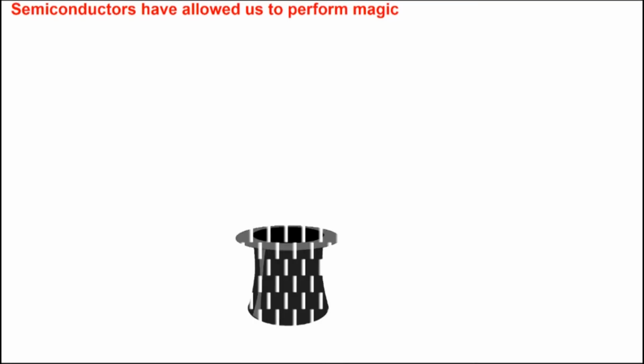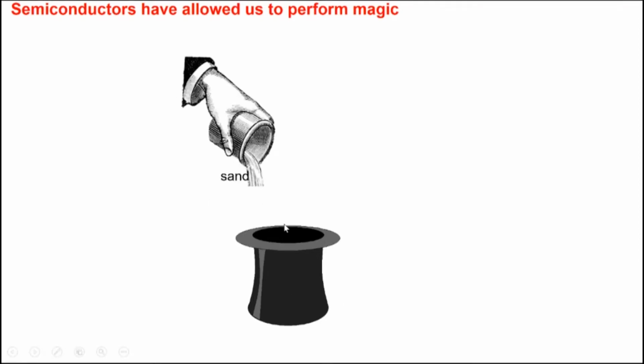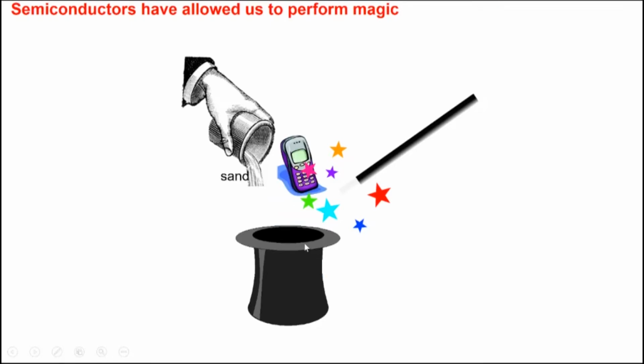Okay, so let me illustrate that. Magicians use a hat, and they pull interesting things out of the hat. They pull it out of thin air. But in our case, in this hat, I'm going to add something, which is sand. I'm going to add sand here, and I'm going to take a wand and, like a magician, swing this wand. And what will come out of this hat is not a rabbit, but something that is very dear to all of you, your cell phone. Right? So from sand to cell phones.